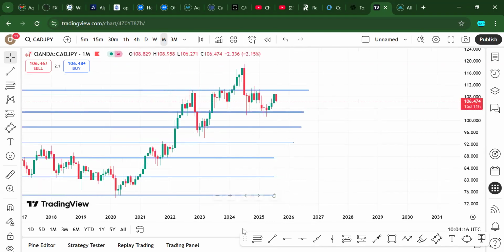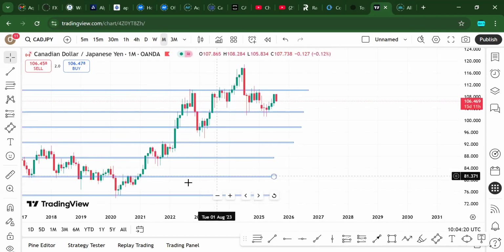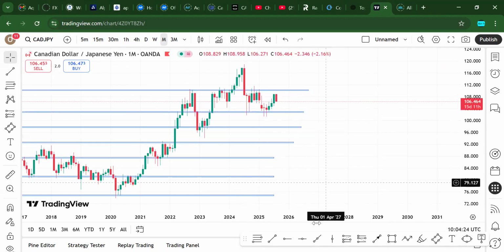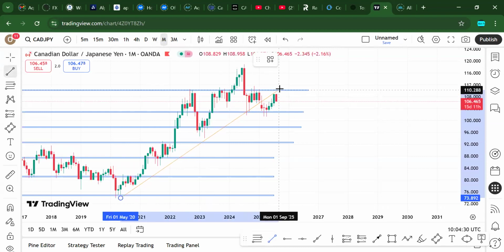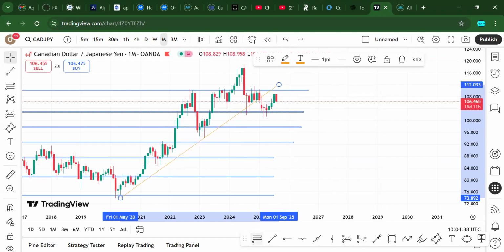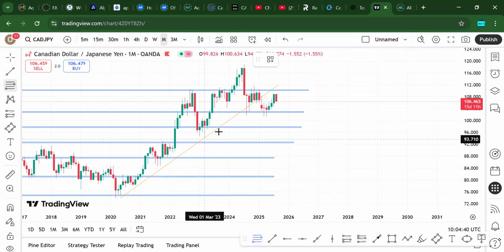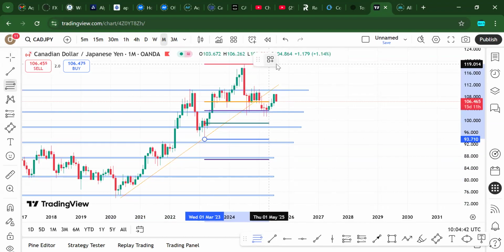But if I'm to add my basic tools that I mainly use, which are the trend line, support and resistance, we already have our support and resistance, then the Fibonacci retracement. So I can just take this trend line and add it here, and then take my Fibonacci retracement from the swing low to the swing high.